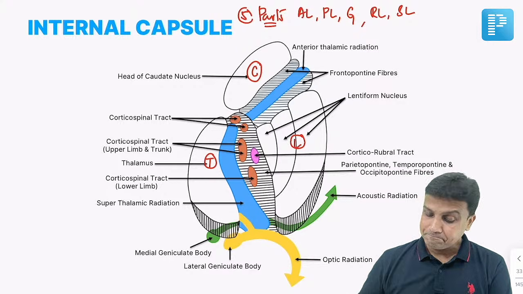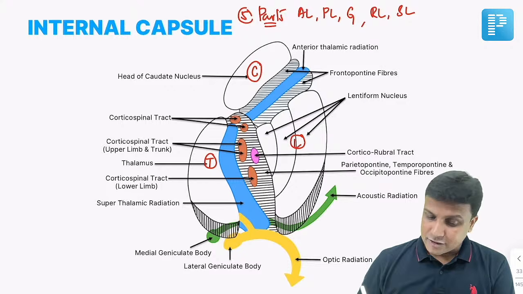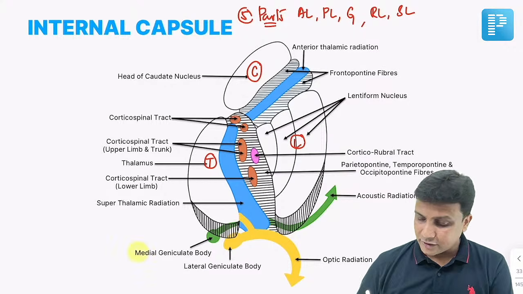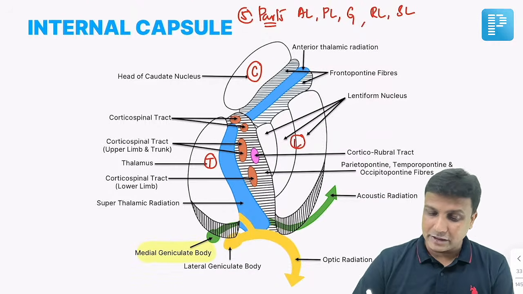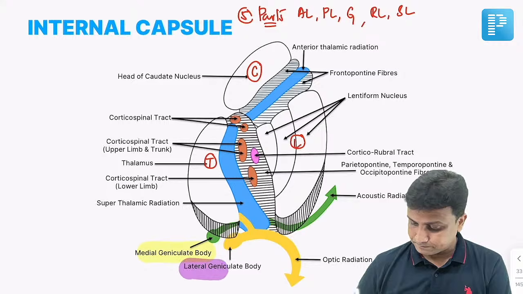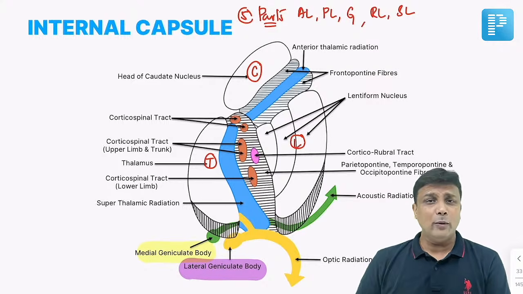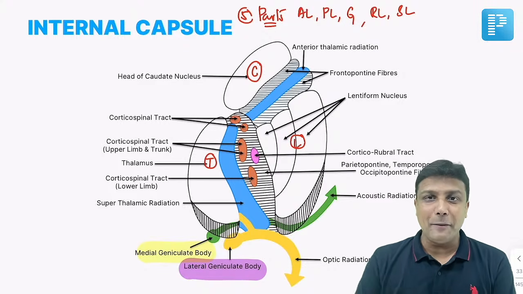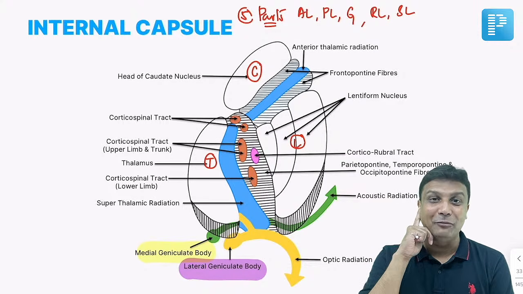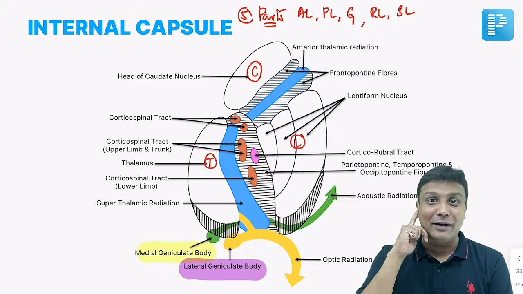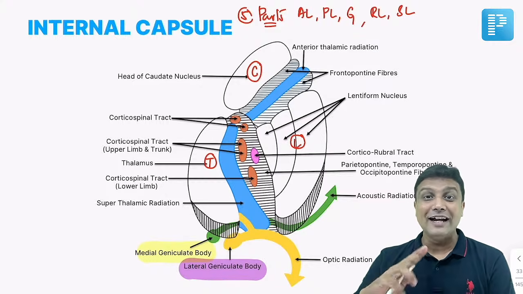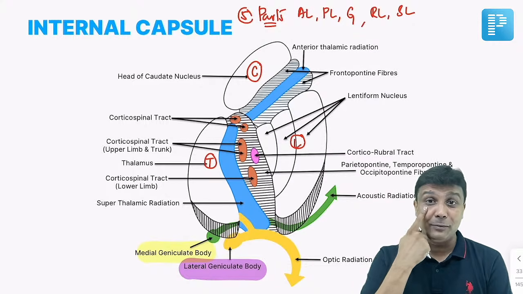Fine. Now in this diagram, you're able to see that there is a medial geniculate body here, and then there will be the lateral geniculate body here. And we know very well they are a part of your visual as well as the auditory pathway. M for music, M for medial geniculate body. So medial geniculate body will be a part of your auditory pathway. L for light, L for lateral geniculate body. That is a part of your visual pathway.